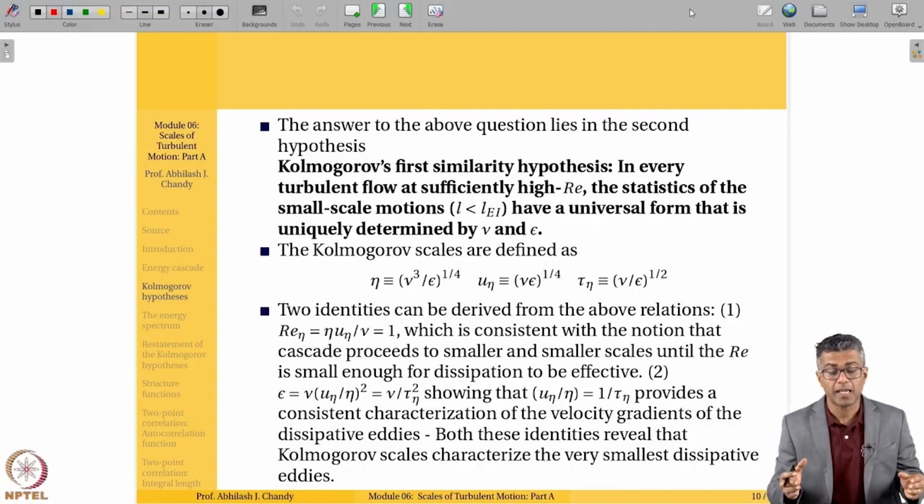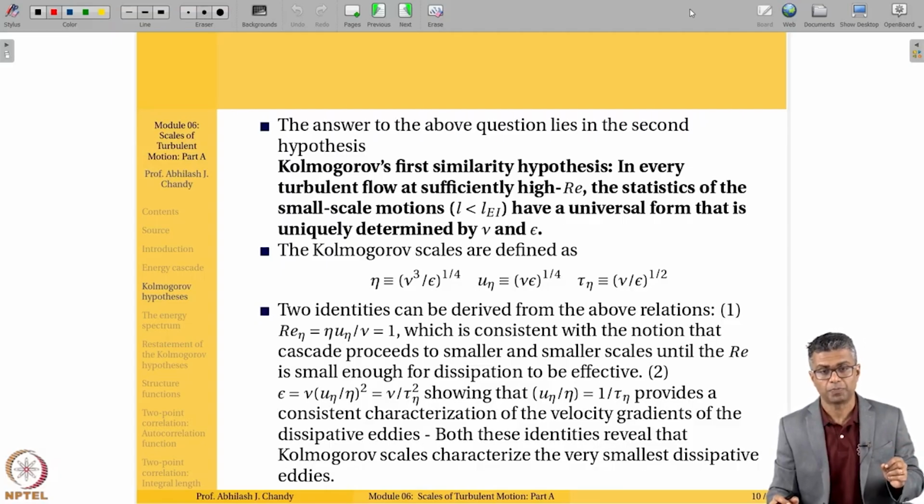Kolmogorov is saying, his hypothesis is that they have a universal form, and it is determined both by nu and epsilon. And therefore, he defined these Kolmogorov scales as follows, shown on the screen here: eta is (nu cubed over epsilon) to the 1/4, u_eta is (nu epsilon) to the 1/4, and tau_eta is (nu over epsilon) to the half. Now, from these equations, you obtain that Re_eta, meaning the Reynolds number based on the Kolmogorov scale, is 1.